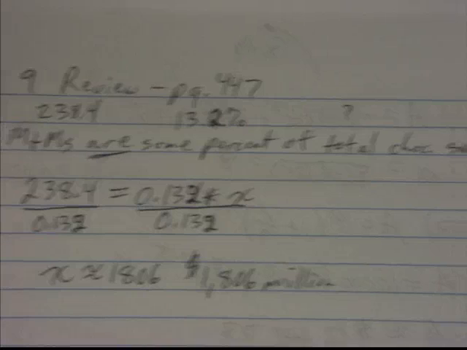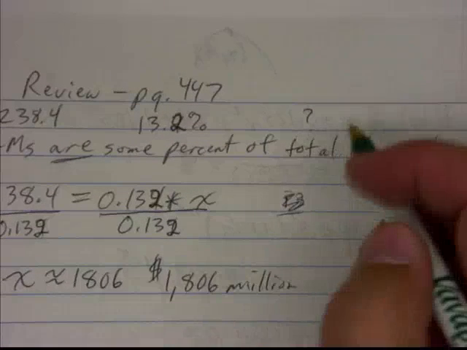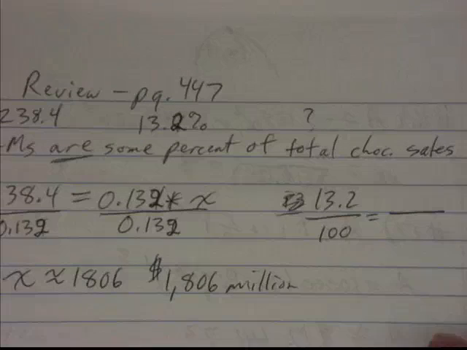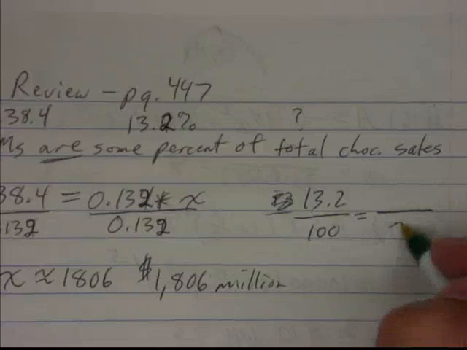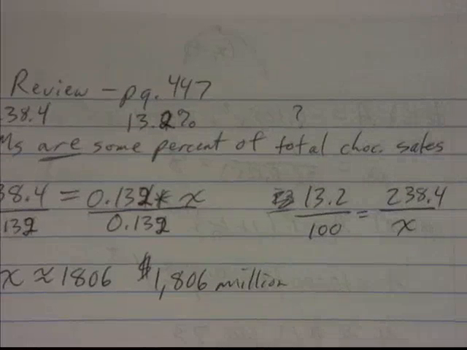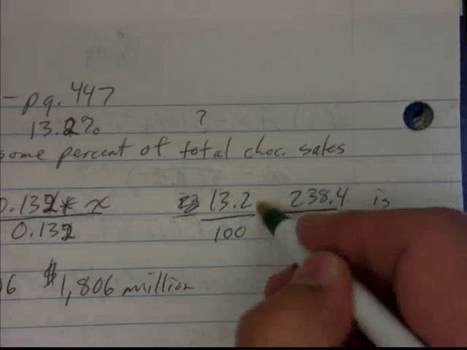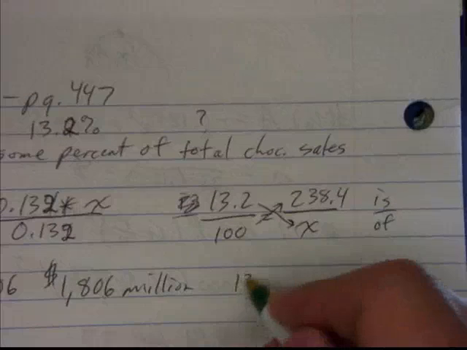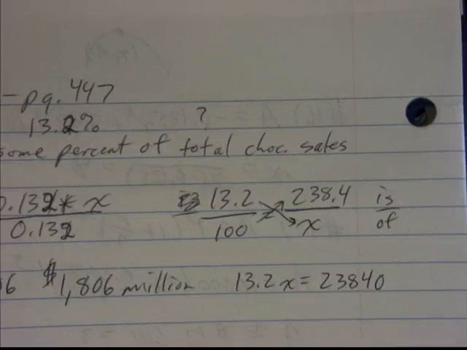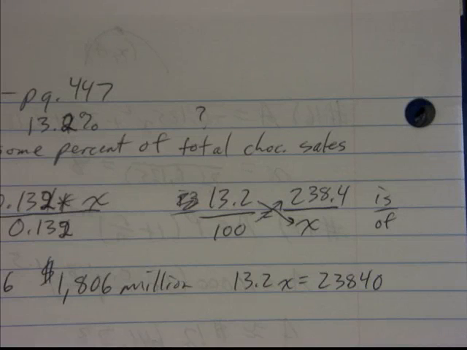If we were doing it as a proportion, then we would have our percentage, which is 13.2 over 100, equals is over of. So it's a percent of. We don't know what that is, and what's on the other side of the "is" is going to be the 238.4. This is over of, the way most people remember it. Then you would set up your cross products. So 13.2x equals 23840, and then divide both sides by 13.2, and you'll get the exact same answer. Remember, with the proportion, you don't have to change out of the percentage, whereas with the equation, you do.